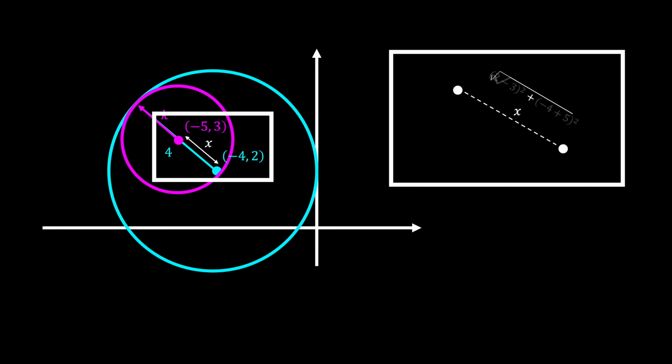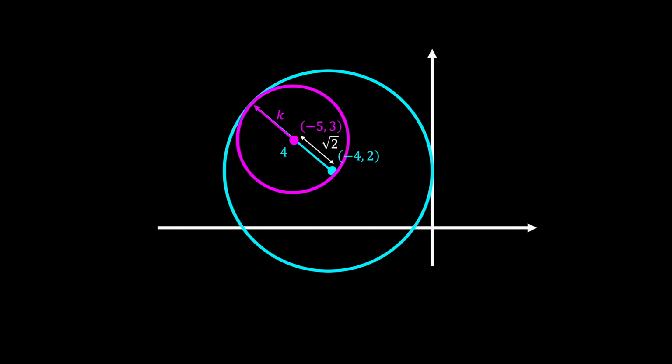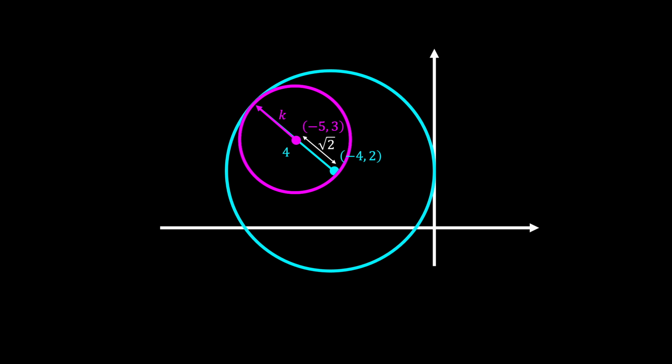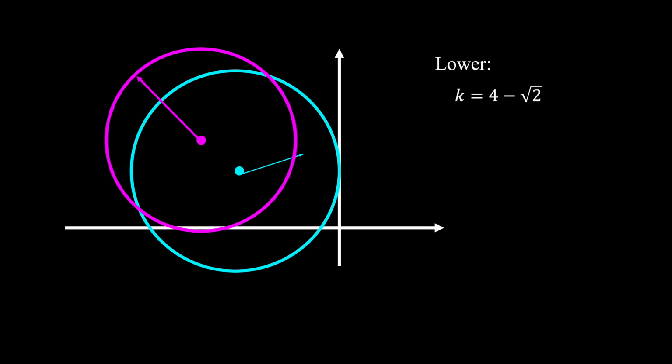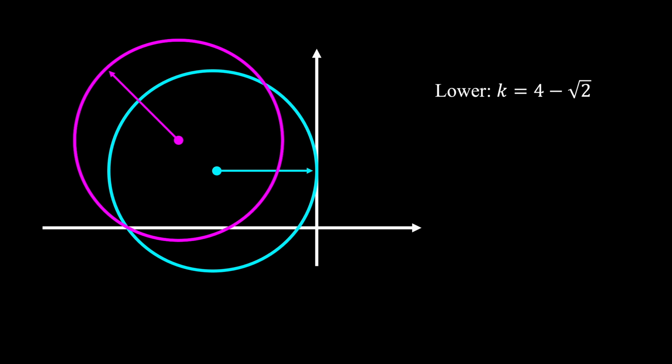Applying Pythagoras' theorem, the distance between the centers is the square root of 1 squared plus 1 squared, which simplifies to the square root of 2. Subtracting this distance from the radius of the second circle, which is 4, we find the smallest value of k is 4 minus the square root of 2.